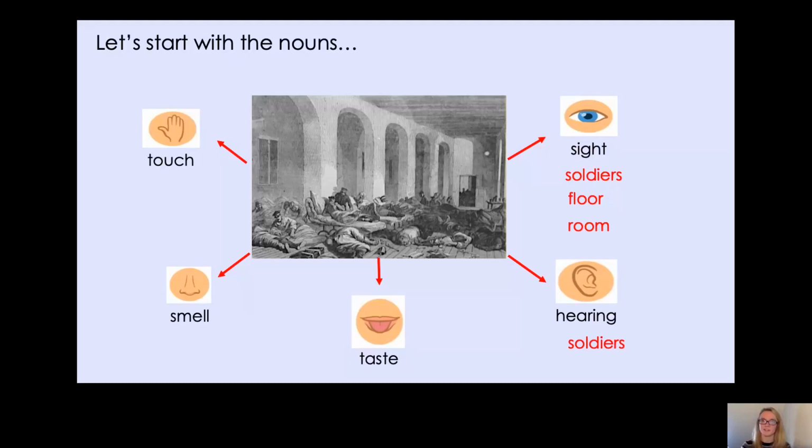Well done, fantastic. So we've got sight and we've got hearing. We did those two together. But as I said, you might have some different ideas for hearing and sight, and if you add those as well, that would be brilliant. What I'd like to do now is have a think of some nouns for taste, smell, and touch.